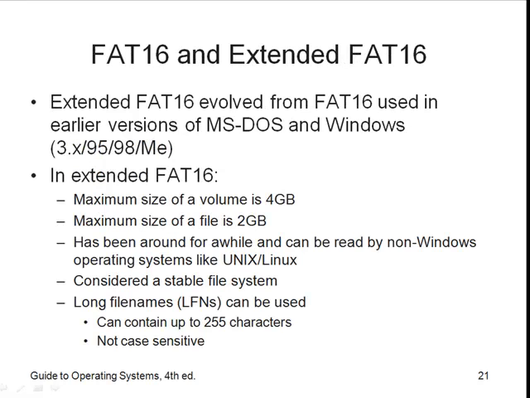Extended FAT16 evolved from FAT16, which we used in earlier versions of Microsoft DOS and Windows. This goes all the way back to Windows 3.1, 3.0, Windows 95, 98, and even Millennium Edition used FAT16 or extended FAT16. Now, in an extended FAT16, the maximum size of a volume is 4 gigabytes. The maximum size of a file was 2 gigabytes, and it has been around for a long time. It's a file system that is not only read by Windows, but other non-Windows operating systems like Unix and Linux, and it's considered one of the more stable file systems.